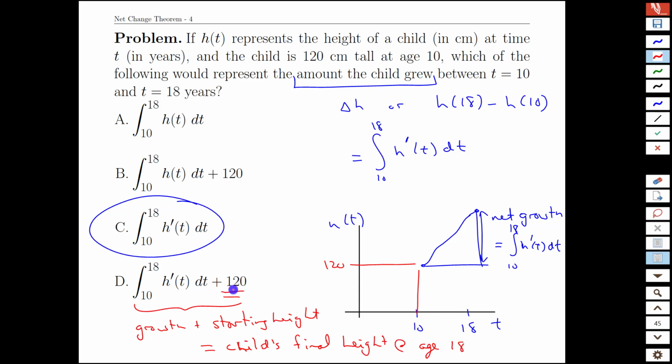Because now we started at 120 centimeters, and this integral here represents how much we grew in the next 8 years after that, and so it gives us our final height at the end of the day. But the net change from the integral is simply the difference between whatever height we were at when we started and the height that we end at age 18.